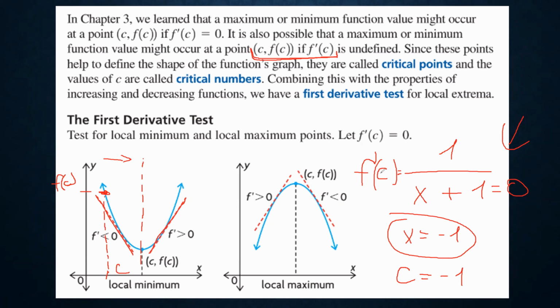So please try to understand that critical points help us to define the shape of the function graph, and the values of c, or the x value at this point, is called a critical number. So combining this with properties of increasing and decreasing functions, we have a first derivative test for local extrema.